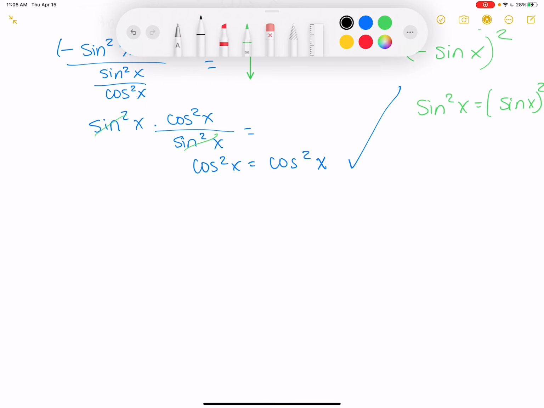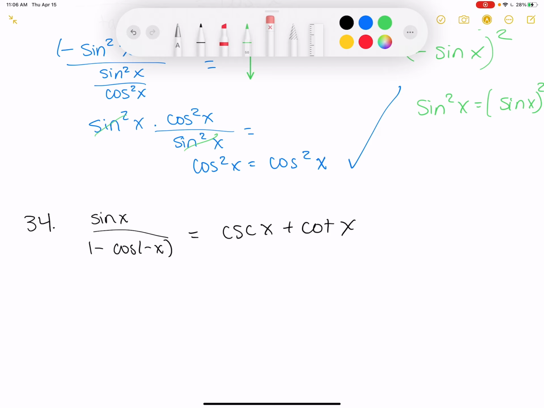All right, last one. Sine of x over 1 minus the cosine of negative x equals the cosecant of x plus the cotangent of x. We did this one by ourselves. They are fractions for mine. Will these always end in cross multiplication? No.